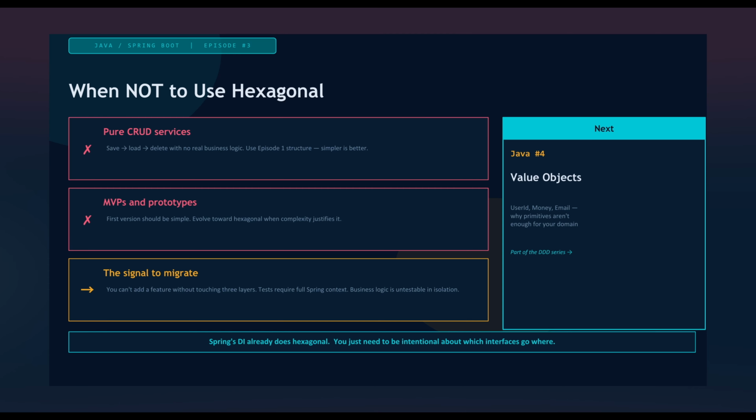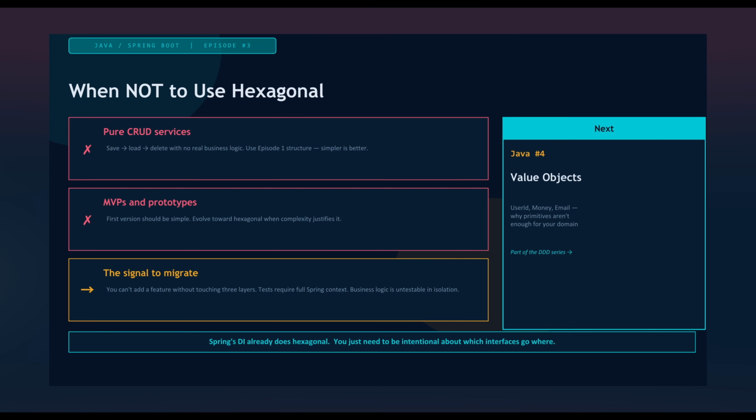Another case is a team without buy-in. A hexagonal codebase maintained by developers who don't understand the pattern is worse than a well-maintained layered architecture. Structure requires shared understanding. The signal that tells you it's time: you can no longer add a feature without touching 3 layers at once, or you are afraid to test the business logic because it requires the full context. That is when hexagonal pays off.